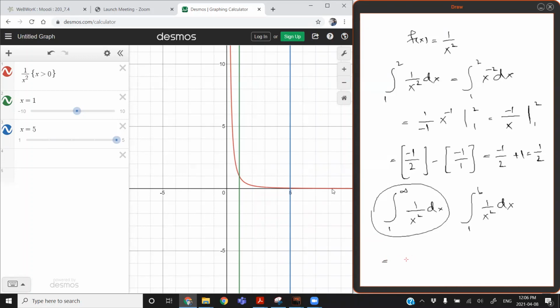This is going to be negative 1 over x from 1 to b. So if I plug in b, I get negative 1 over b, and if I plug in 1, I get minus 1. So it's going to be 1 minus 1 over b, if I simplify that. So if b is 3, I'm going to get 1 minus 1 over 3. If b is 4, I'm going to get 1 minus 1 over 4. If b is 5, I'm going to get 1 minus 1 over 5, and so on.